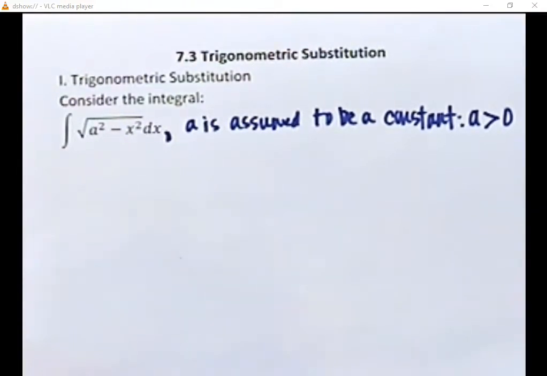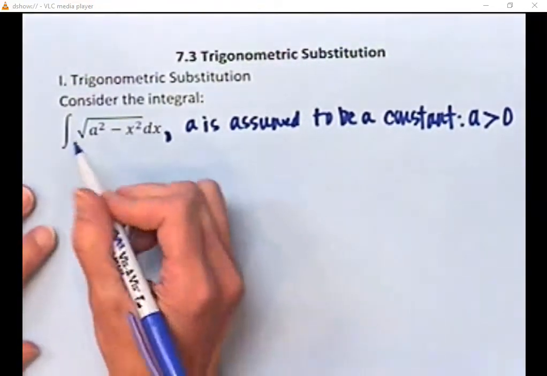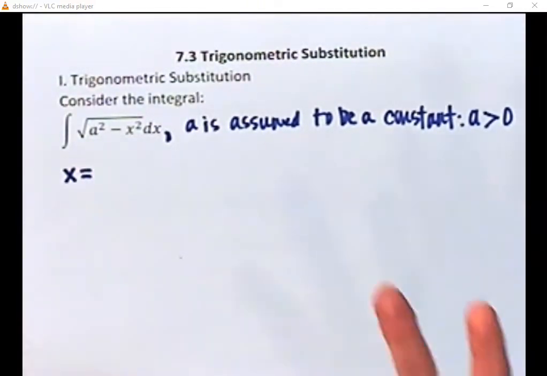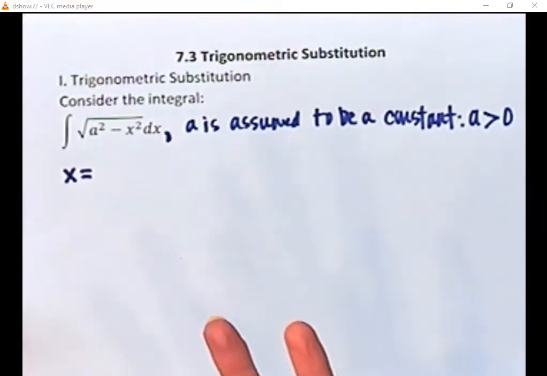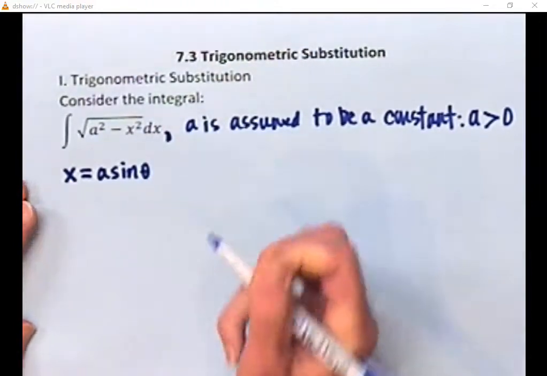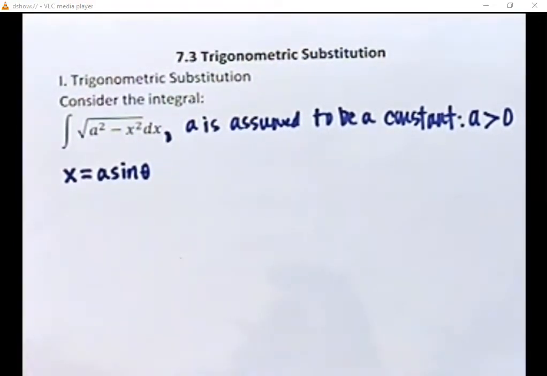So what we're going to do is make what we call a trig substitution. I'm going to show you why that might be helpful here. We're going to let x be equal to a trig function. That's why we call it trig substitution. Here I'm just going to choose sine. Later I'll talk about why we choose certain trig functions, but I'm going to let x be a sine of theta.